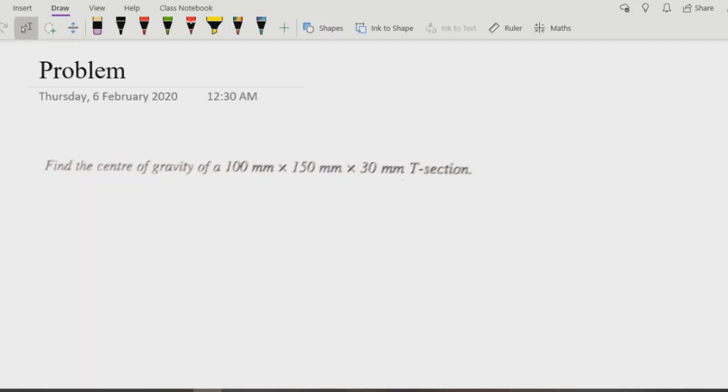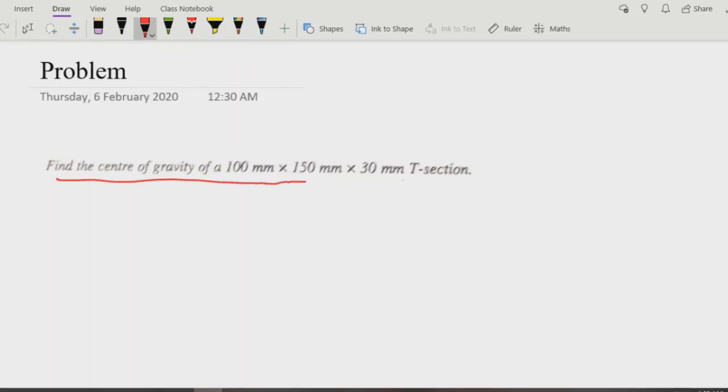For example, in an exam a question may come verbally and even the shape is not there. I can teach you how you can draw the shape. I will read the question and also tell you how you can draw the figure. It is written here: find the center of gravity of a 100 mm, 150 mm, 30 mm T section.